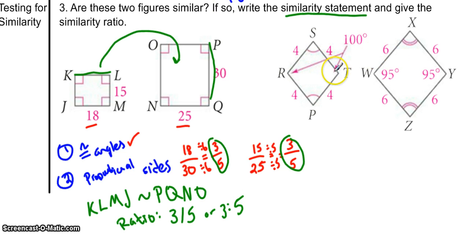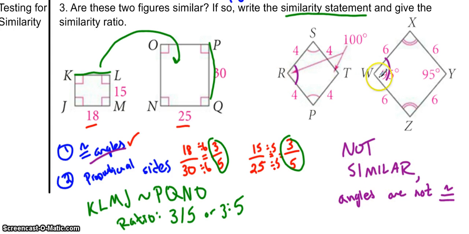Let's look at this last one here. We've got these two shapes, and remember, first thing we need to do is check to see if the angles are congruent. So 100 degrees here, wait a second, 95 degrees here, no way these are going to be congruent. They don't have the same angles. We don't even have to check the proportional sides. We can just stop and say these are not similar because these angles from one figure to the other are not congruent.